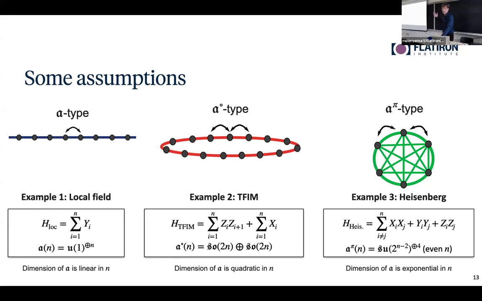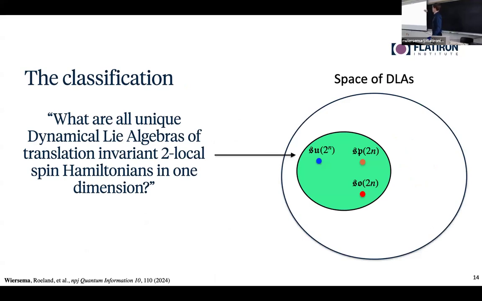And so the statement of the classification is: what are all the unique dynamical Lie algebras of translation invariant 2-local spin Hamiltonians in one dimension? The translation invariant part means that basically you have the same interactions on all the bonds. This is the idea of making a circle around the things that are already known and filling in what can exist in this restricted space. I should mention that this is not to scale; the whole space is much larger than our little circle.